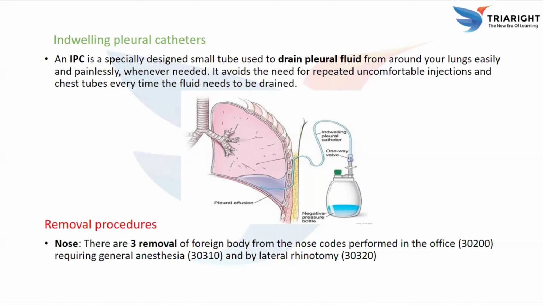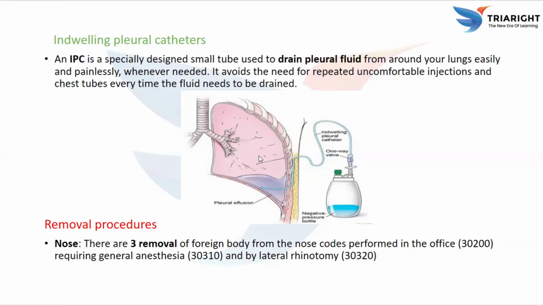So how does IPC work? According to this diagram, the catheter sits inside the pleural space. Fluid collects around the lung, that is a pleural effusion, and a one-way valve prevents air entry. So fluid drains into a vacuum or negative pressure bottle. Drainage can be done periodically at home.